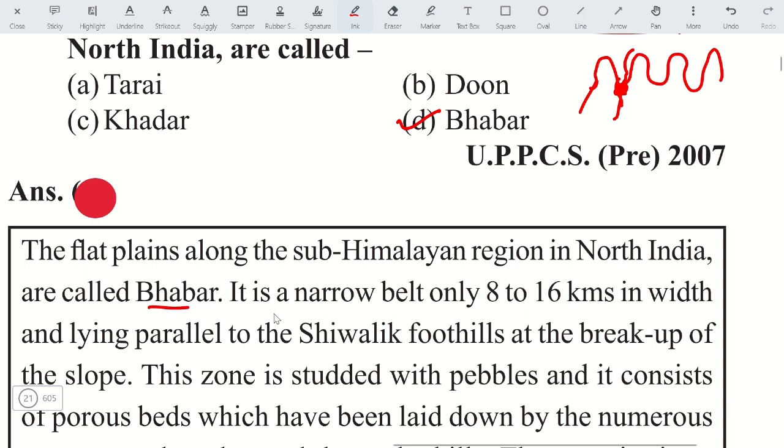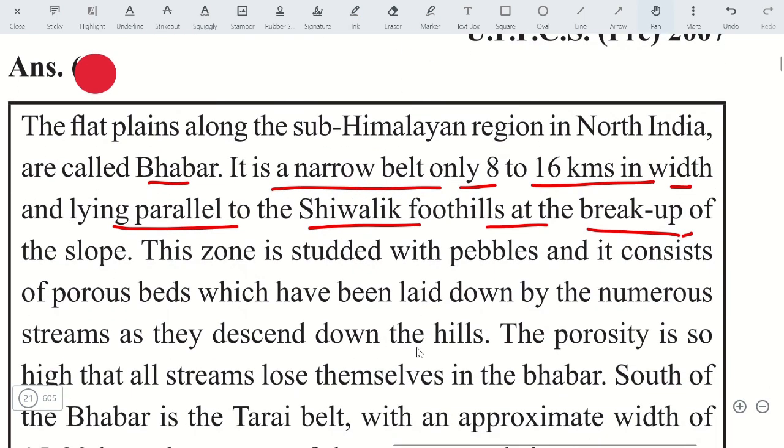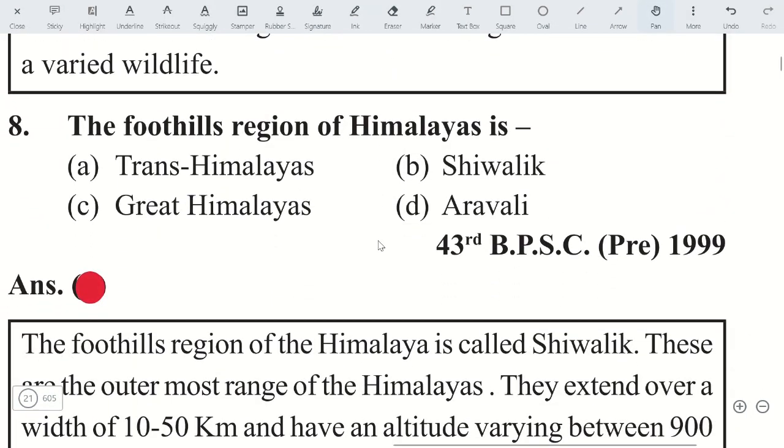The Bhabar region is a narrow belt only 8 to 16 kilometers in width and lying parallel to the Shivalik foothills at the break of the slope. This zone is studded with pebbles, and they consist of porous beds which have been laid down by the numerous streams as they descend down the hill. So what I said, they are explaining the same. See the next question. The foothills region of Himalaya is Shivalik. Let's move to the next question.